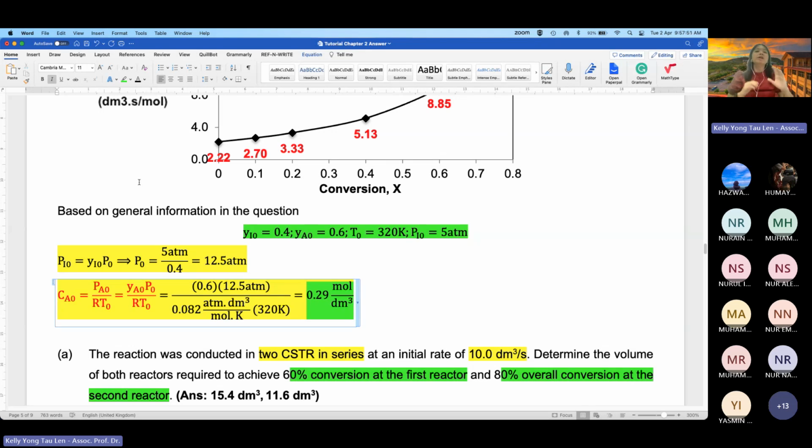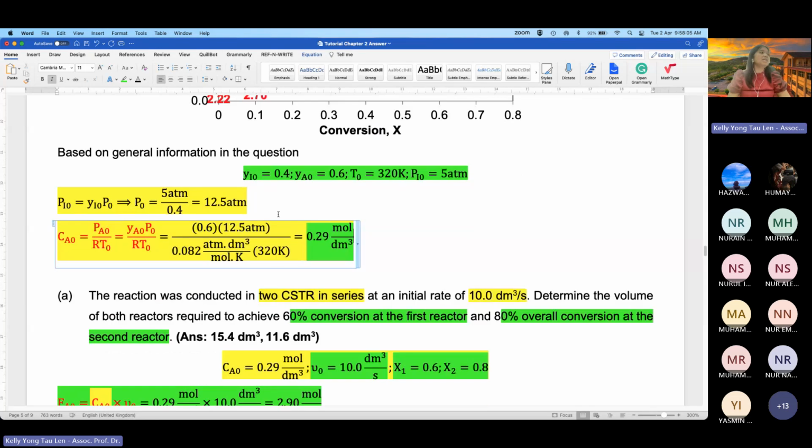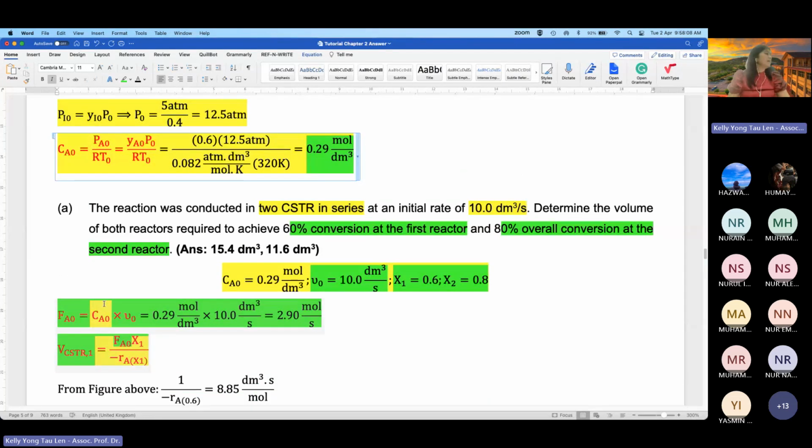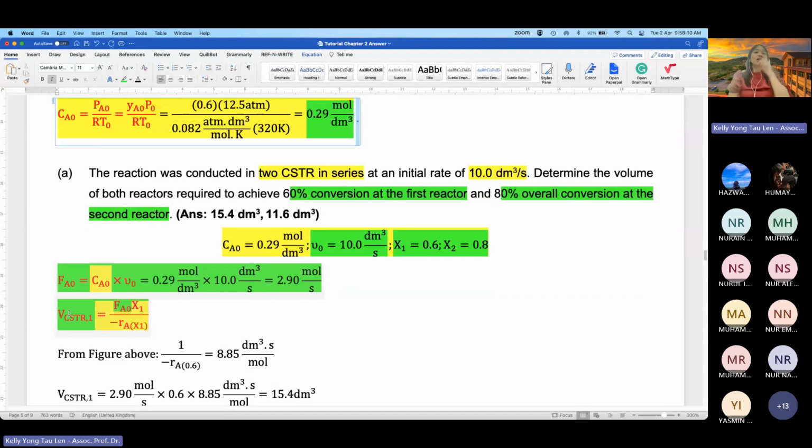So I hope you understand. This is the challenge. You have to know 4 will go to 3, and 1 goes to 2, goes to 3, goes to 4. Once I have 4, I substitute 4 into 3, into 2, into 1. Alright, then now I got my CA naught, then I can get my FA naught. So I substitute into the second equation, because I didn't know CA naught before. Now I know CA naught, I can already get my FA naught.